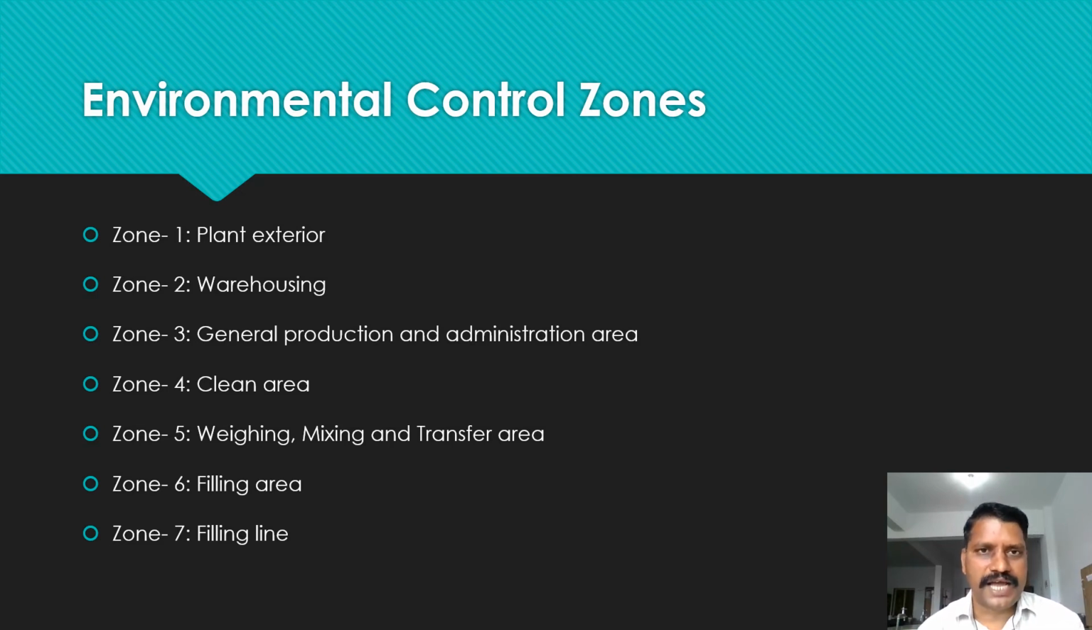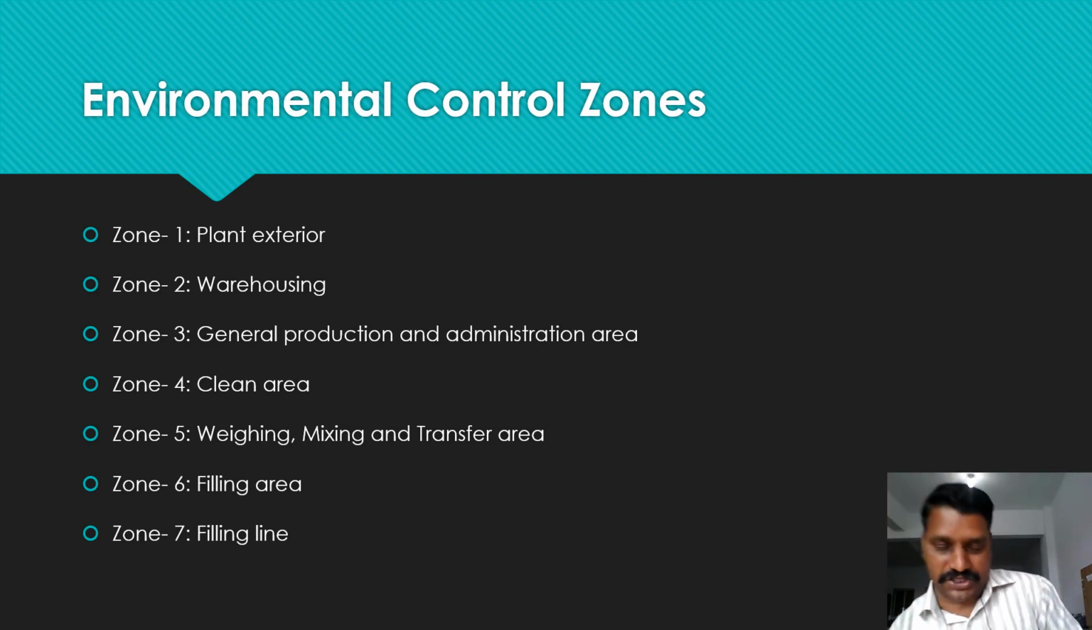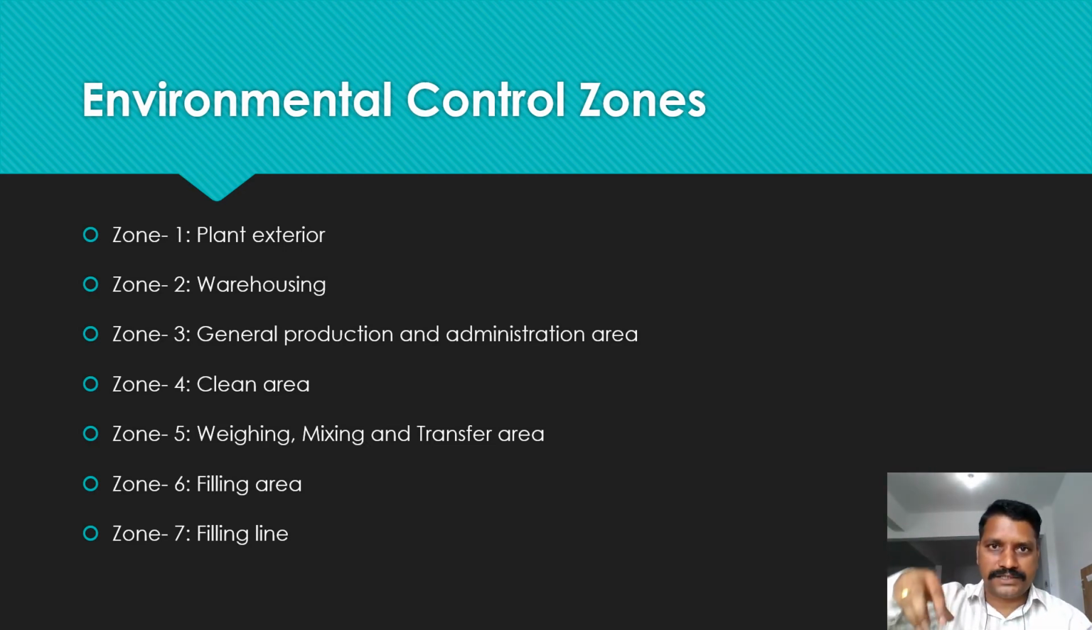Then zone 3, general production and administration area. This environmental control is formed by the periphery of the general production area. In the previous slide we have already discussed the different compartments: warehousing area, admin or office area, cleanup area, aseptic filling area, sterilization area, quarantine area, packaging area, and finally storage area. So this control is formed by the periphery of the production or compounding area.